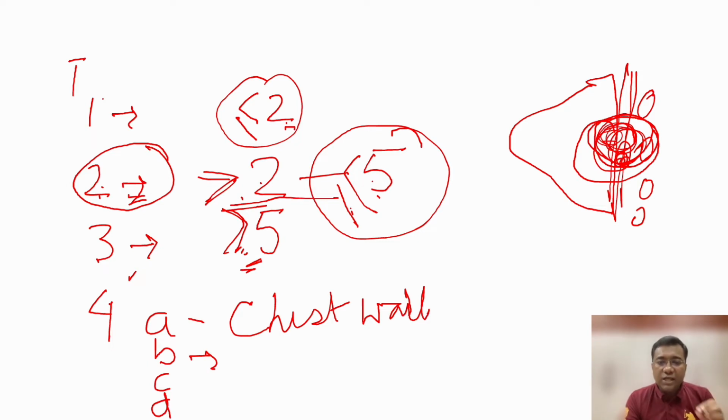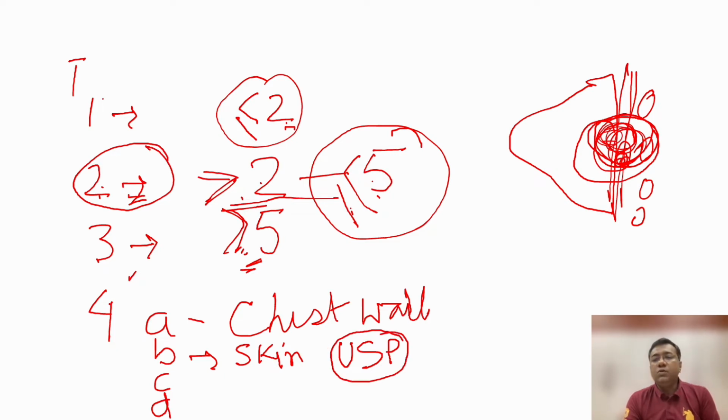T4b is skin involvement. Now, what type of skin involvement? You remember ulceration, satellite nodule, and edema or peau d'orange. I remember it as USP. So if the skin has ulceration, satellite nodules, meaning multiple nodules, or peau d'orange, which is called orange peel appearance. This is nothing but the edema of the skin of the breast due to the blockade of the subdermal lymphatic plexus.